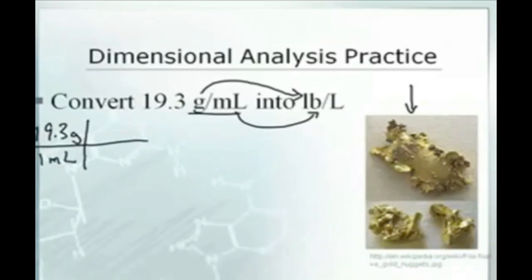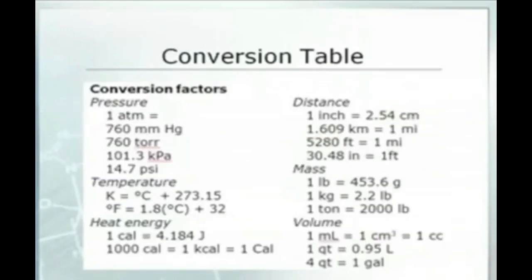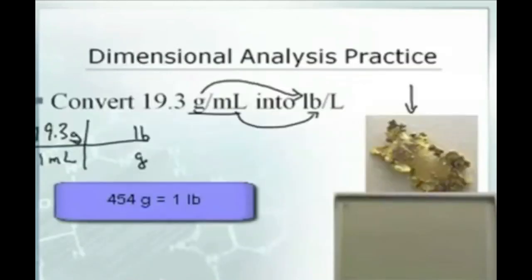Let's do the mass first. I got a G on the top, so I'll put a G on the bottom. I'm going to go to pounds. Now we've got to look at our conversion table. There it is. Pounds to grams. That's that 454 number. There are 454 grams in 1 pound. So the G's cancel.